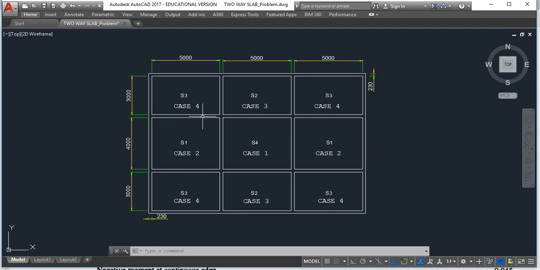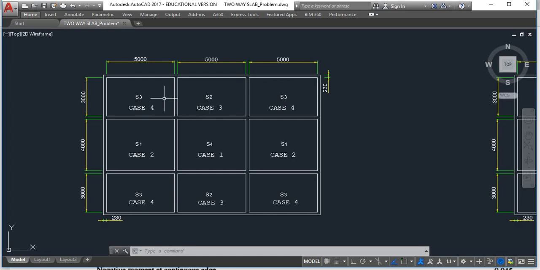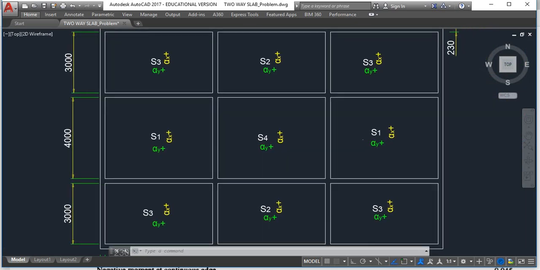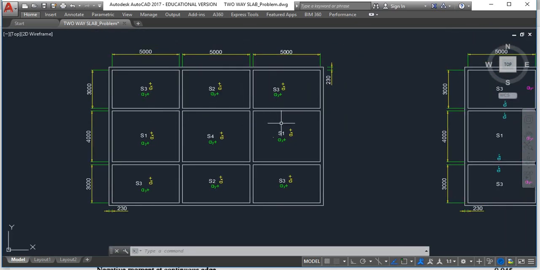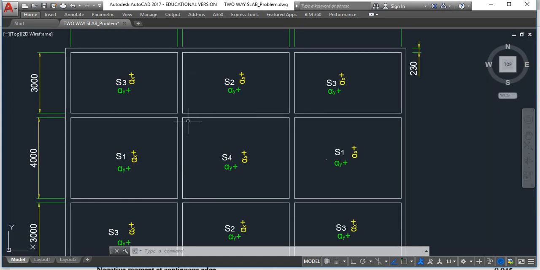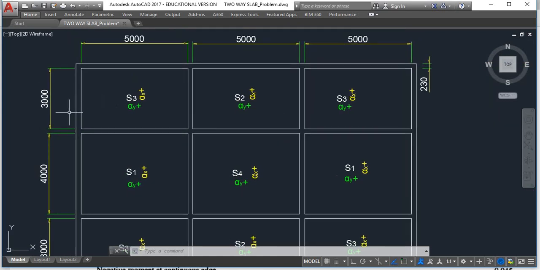Now based on this, we will have to identify the coefficients alpha x and alpha y, which may be positive, which may be negative depending on where it is acting. From continuous beam analysis, we all understand that slabs will have positive bending moments at midspan and negative bending moments at continuous edges. For the time being, let's focus on positive bending moments only. It is very important to orient our coefficients along their respective directions, because that will give us the direction of the bending moment and the direction in which our main reinforcement should go.